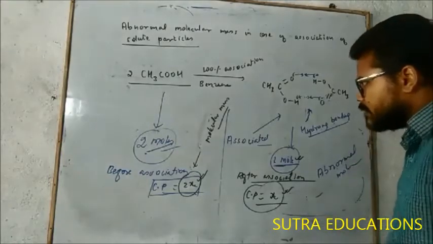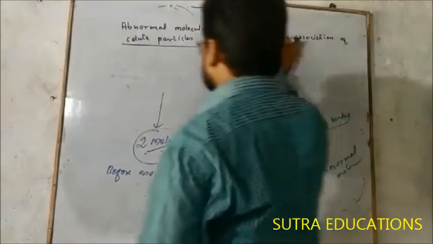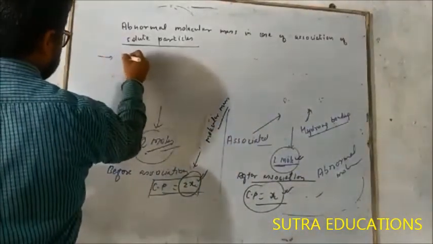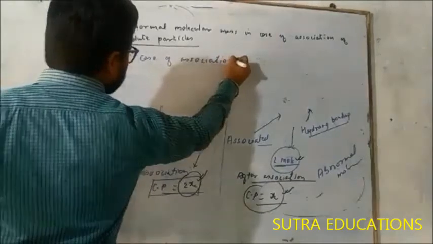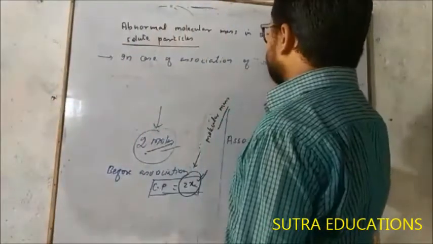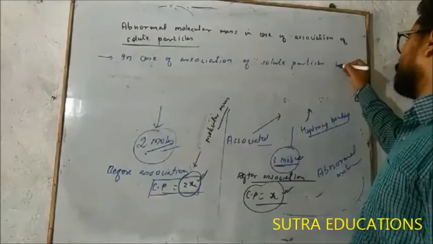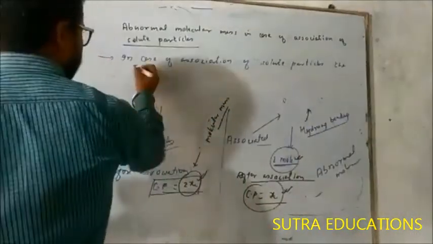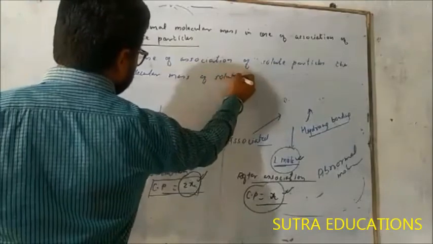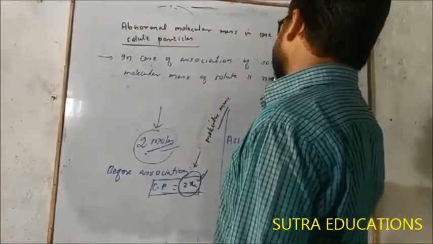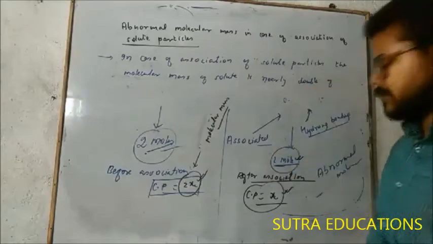Okay, so in this case what will happen, I am going to write here: in case of association of solute particles, the molecular mass of solute is nearly double of abnormal molecular masses.